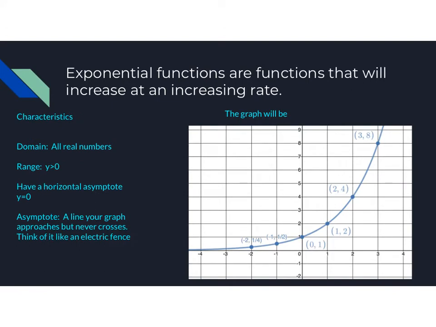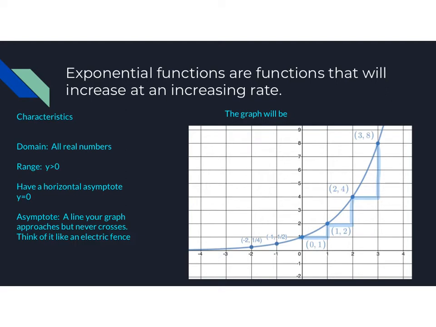Some of the characteristics of an exponential function is that it's increasing at an increasing rate. That means the difference between the points from here to here is going to be less than the difference in the points here to here and less than the points from here to here. So every x you increase, your y is increasing at an increasing rate. Our domain is all real numbers. Your range is y greater than 0. Notice I did not say greater than or equal to 0, but just greater than 0.